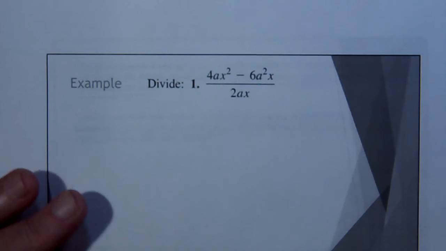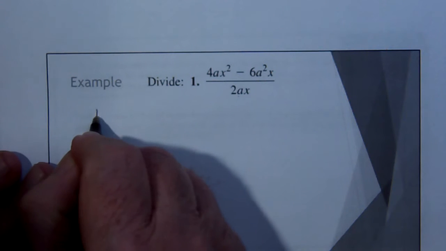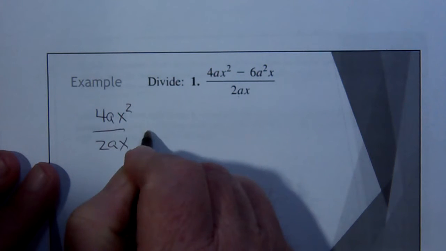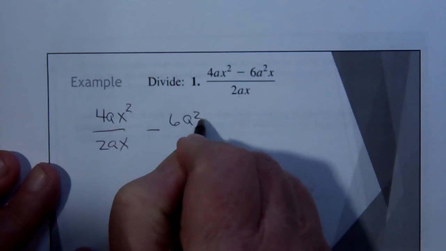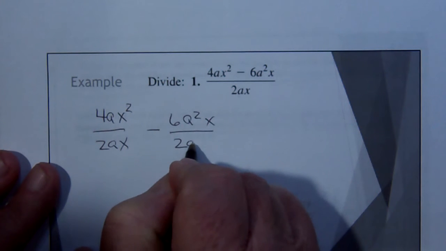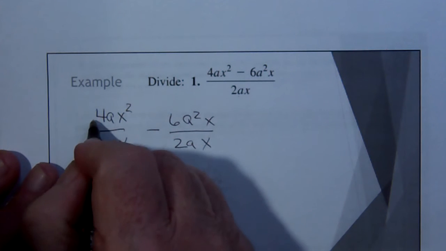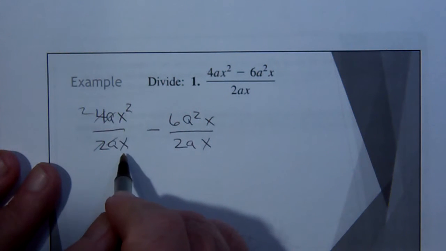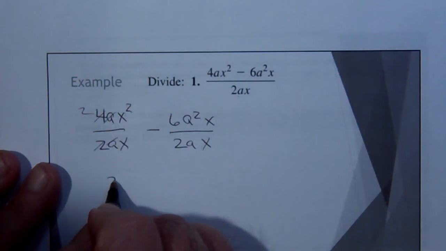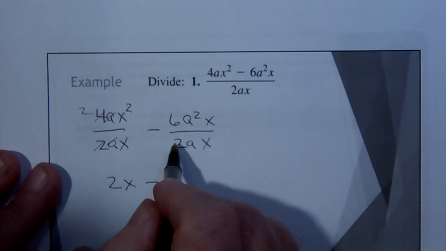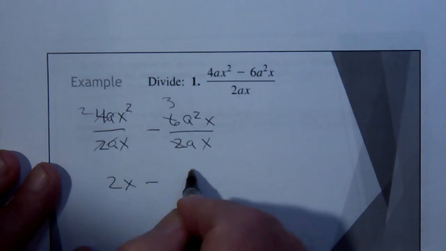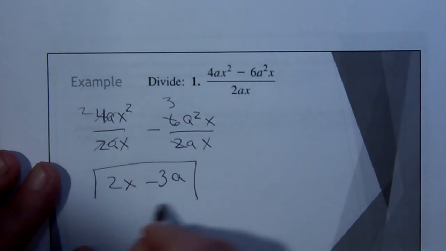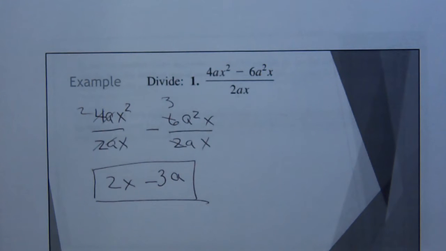So, to solve this problem, I would divide the denominator into each term in the numerator. Now here 2 goes into 4 twice, the a's will cancel, and x squared over x is x, so that is 2x, minus 2 goes into 6 3 times, a squared over a is just a, and x's cancel, so that is the answer to that problem.